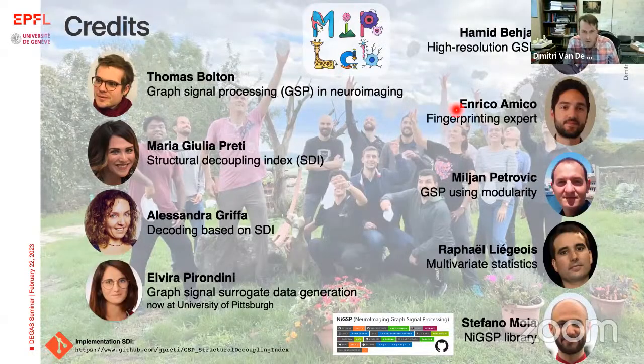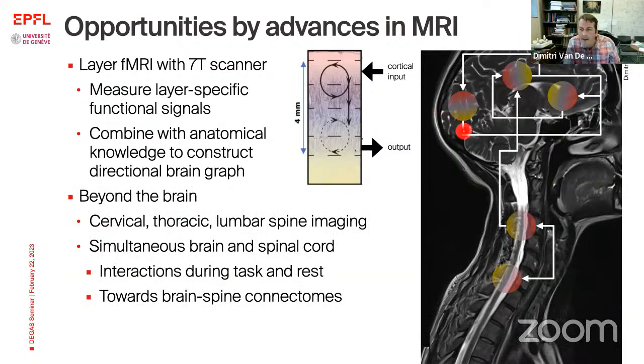And there is more than the brain, because it's also possible to do MRI and fMRI of the spinal cord, not only the cervical part, but also the thoracic and lumbar. And so we have now since a while started to look into that in the lab. And in particular, we have a new project where we are trying to look into combined MRI and fMRI of the brain and the cervical spine to basically investigate how these two parts of the central nervous system are interacting during task, during rest, and actually also come up with the first brain-spine type of connectomes, which I think is interesting again, both for neuroscience and for graph signal processing.